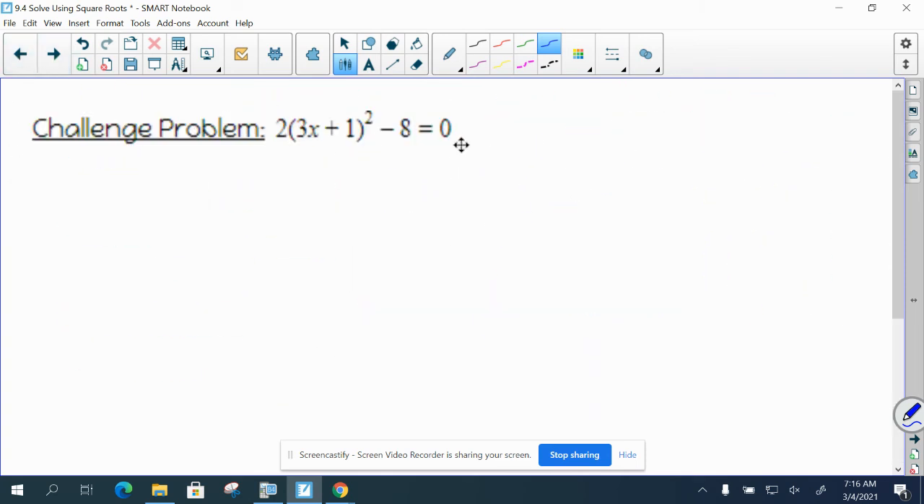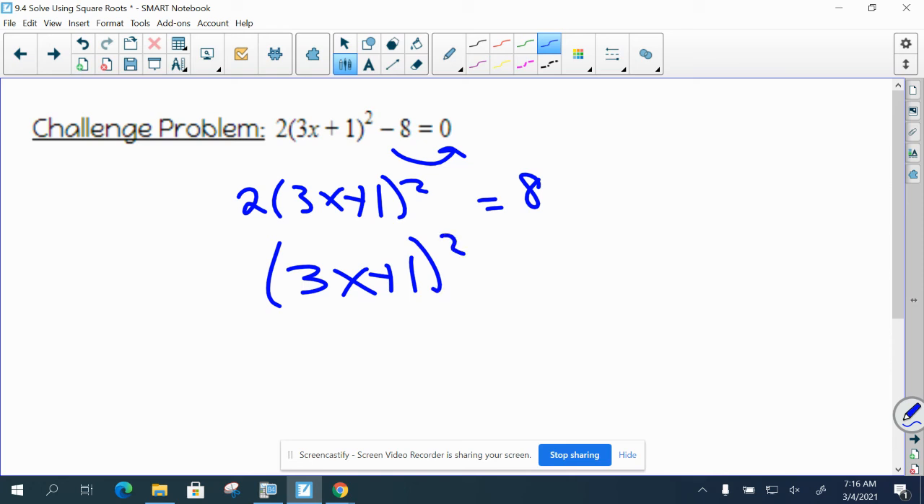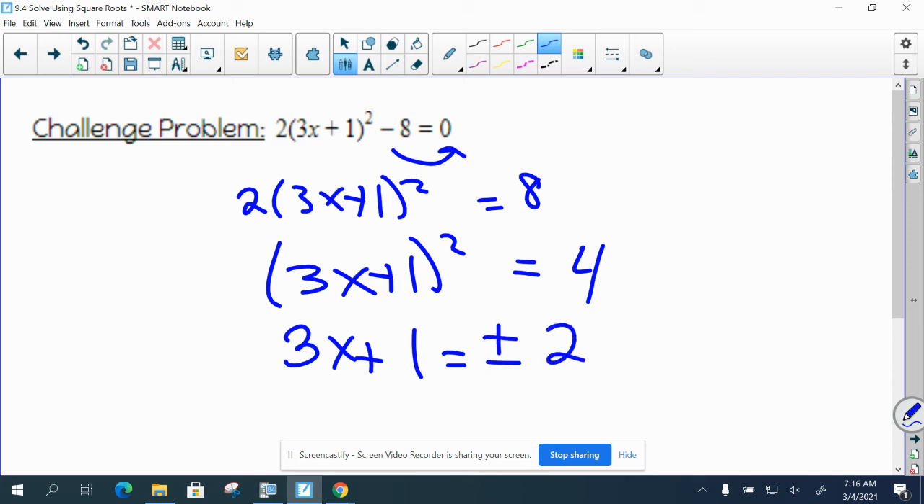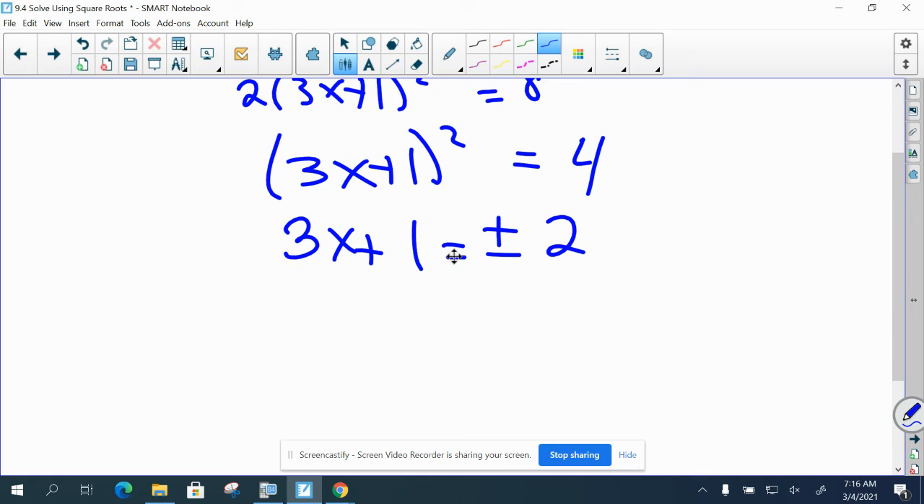Yeah, so here. For this one, there's a couple things here. First we would add the 8 over. So you get 2 times (3x plus 1) squared equals 8. Divide by the 2. (3x plus 1) squared equals 4. Take the square root. 3x plus 1 equals plus or minus square root of 4, which is 2. And then we would subtract the 1.